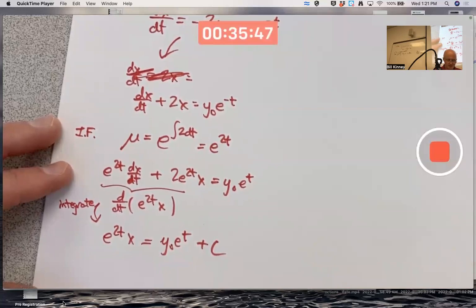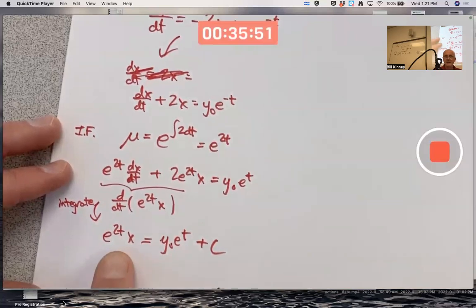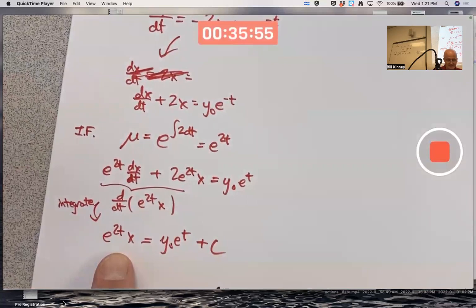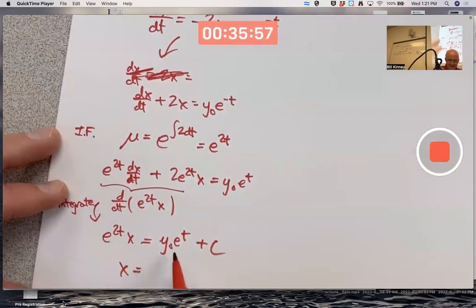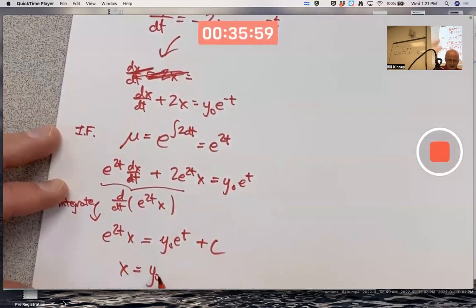Don't forget what you're trying to do. You're trying to solve for x. Divide both sides by e to the 2t, or multiply both sides by e to the negative 2t. x will be, that times e to the negative 2t is y0 e to the negative t, and c times e to the negative 2t is exactly what I just said.